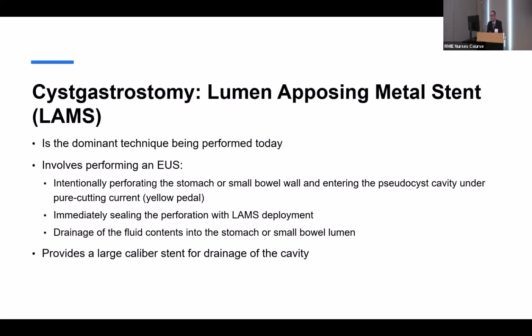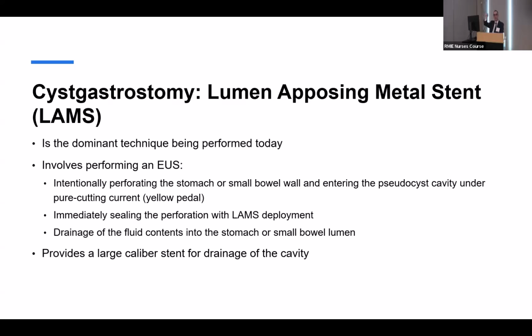What it really involves from the procedural side is an intentional perforation, okay? You're burning a hole into the stomach or the small bowel, wherever the pseudocyst is easily accessible, and you're entering the pseudocyst under the yellow pedal, what we try to term pure cutting current. A lot of your electrocautery units have mostly cutting features and a lot less coag. So you're not going to be hitting the blue pedal. You're going to be hitting the yellow pedal to get through and through really fast, because you want to immediately seal that perforation with the stent deploying.